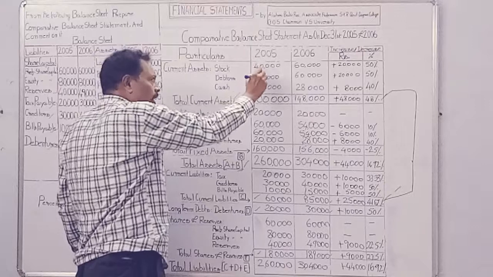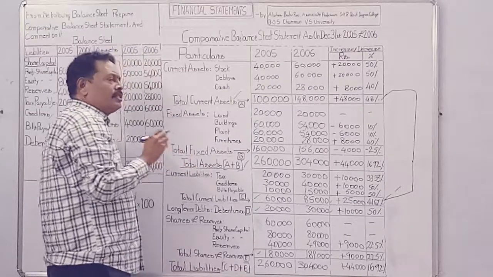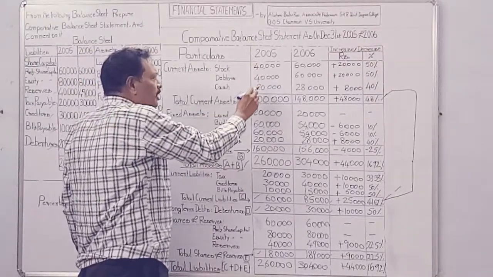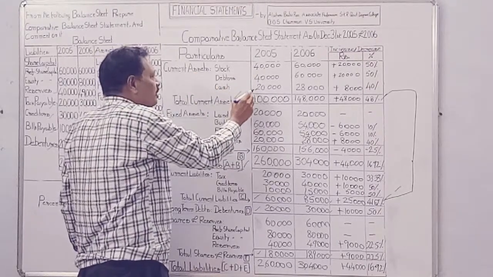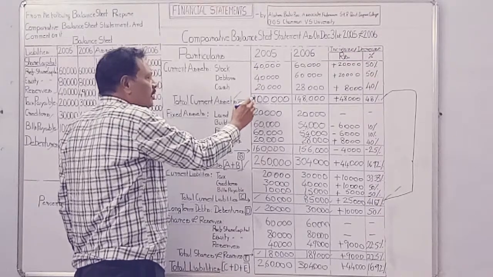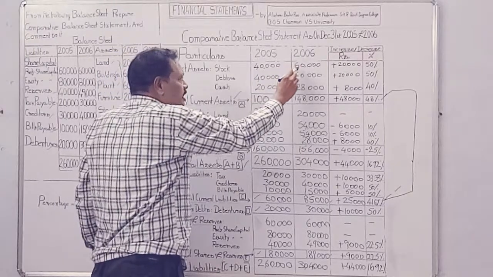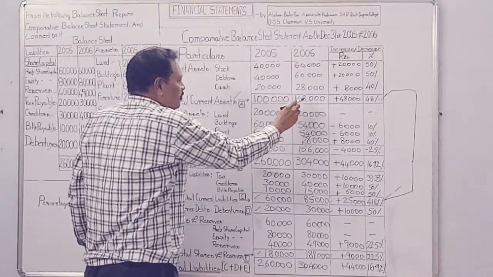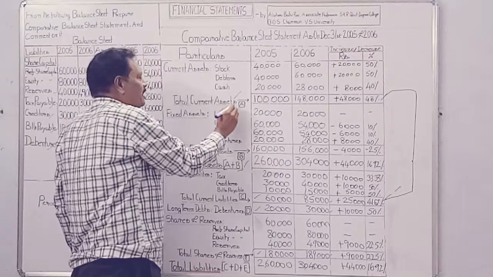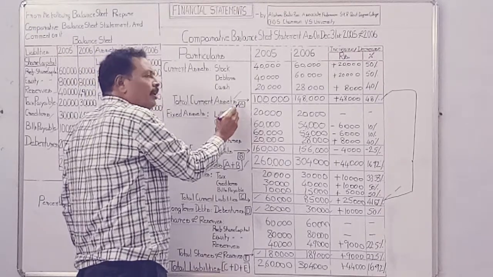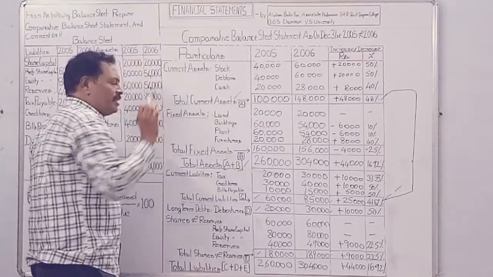After writing all this information in the given periods, simply total up these three items: stock, debtors, cash. When you add these three items, 40 plus 40 is 80, plus 20, that is 1 lakh. For 2006, 60 plus 60 plus 28 is 1,48,000. For this, you simply write total current assets and put the letter A in a box. It indicates the total current assets.